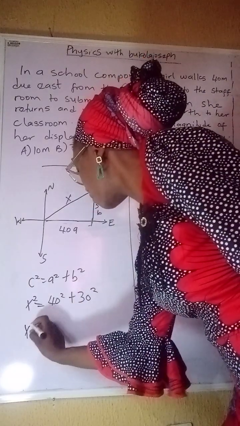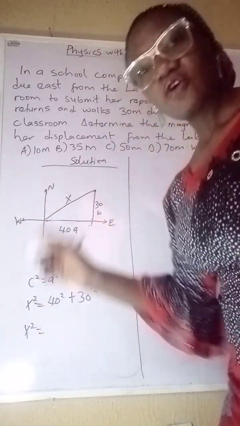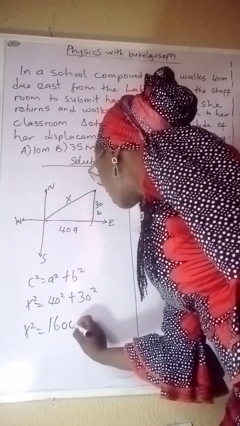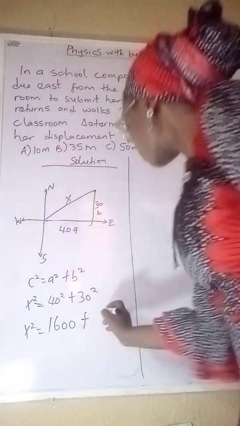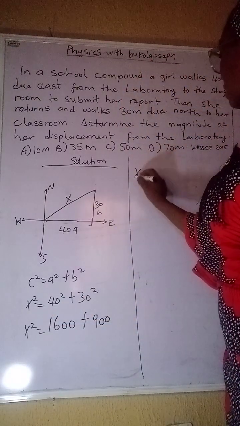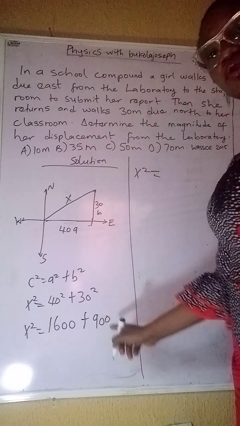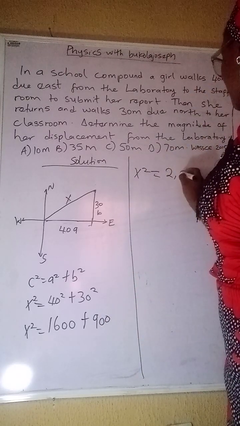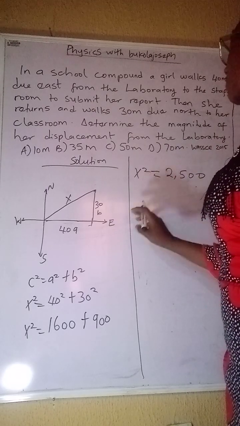So we have X squared is equal to 40 squared. That's 40 times 40, which will give us 1,600, plus 30 times 30, which will give us 900. So our X squared will be equal to the addition of this and this. 1,600 plus 900 will give us 2,500. Remember, we're not looking for X squared, we're looking for X.